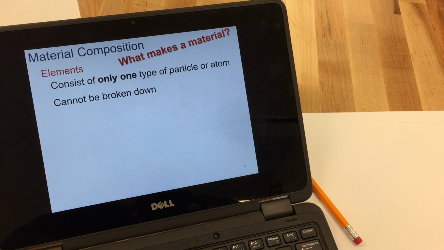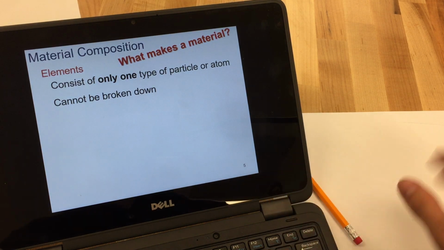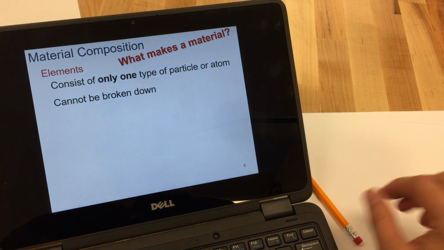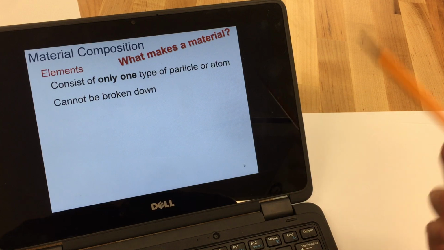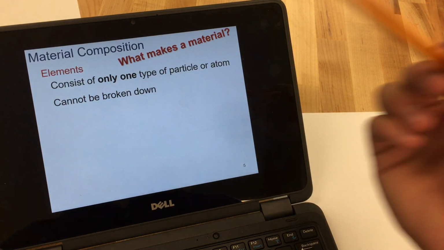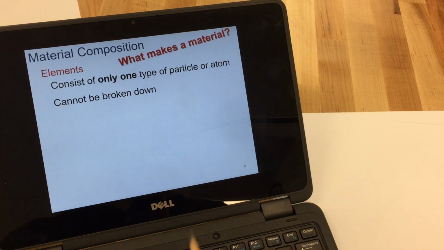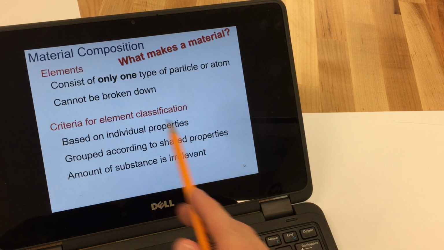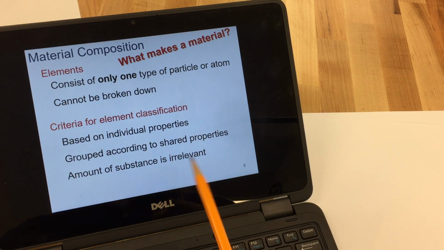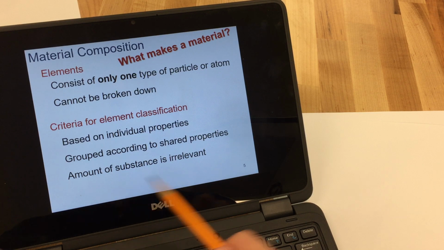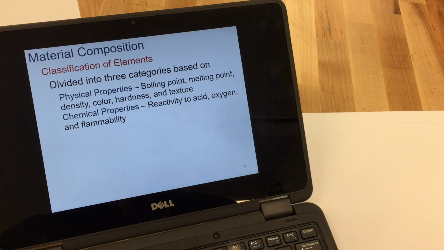So what makes a material? All right, first we have elements. They consist of only one type of particle or atom. So look at the periodic table, and in your periodic table you have aluminum, gold, silver. All right, those are elements. And so it's an individual property. The amount of the substance is irrelevant. It's the type of element used.